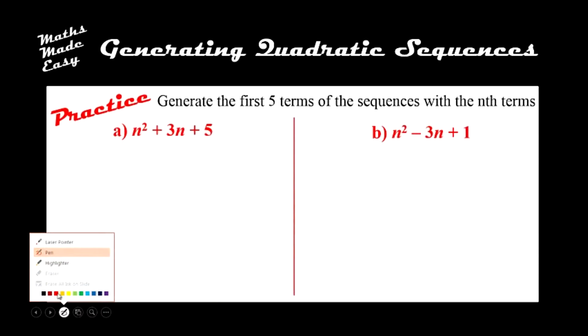Okay, here are 2 questions for you to have a go at then. So press pause, have a go at these yourself, and then press play and I'll tell you what the answers were.